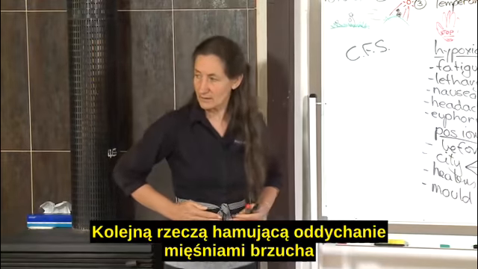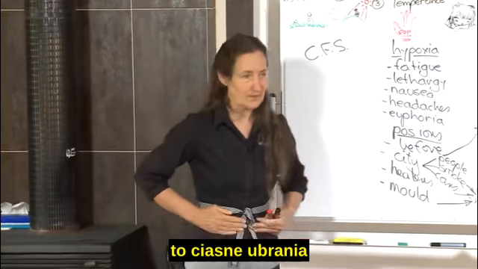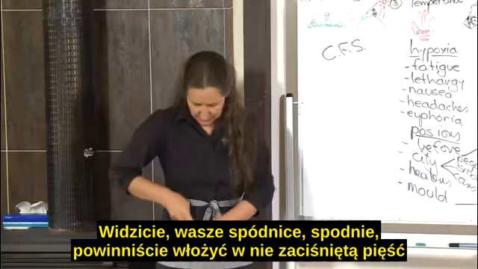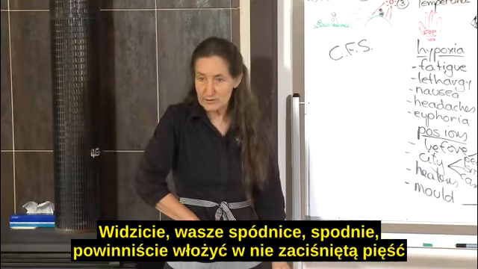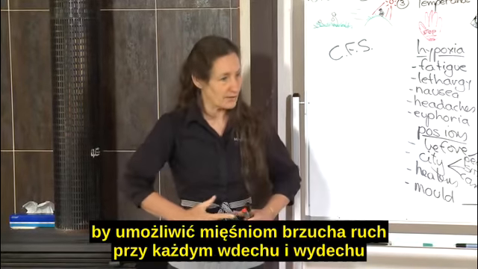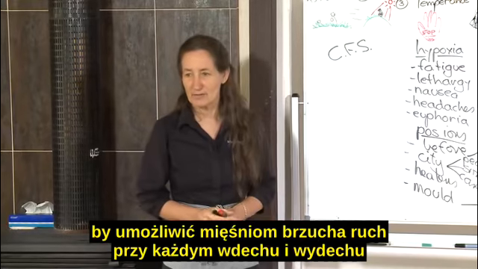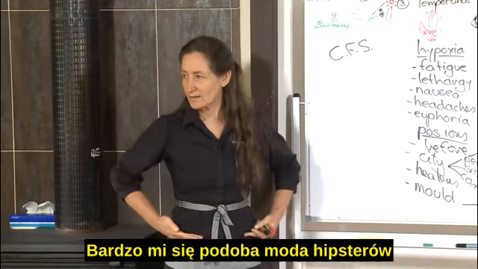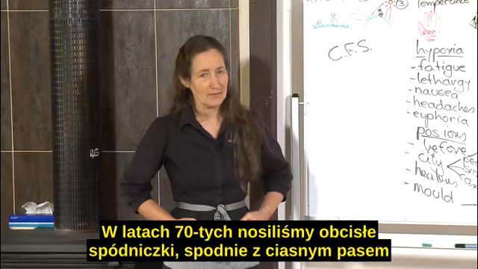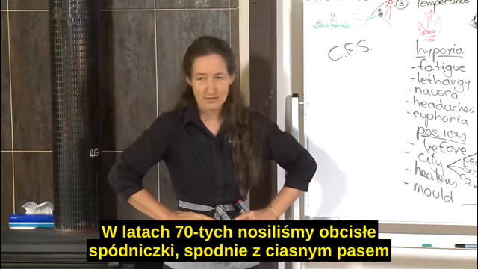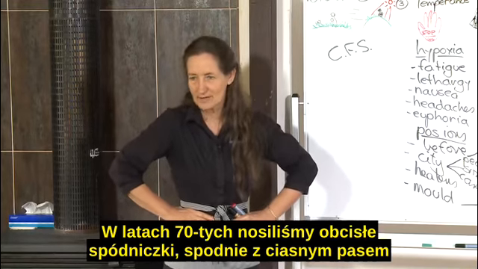Another thing that can inhibit abdominal breathing is tight clothes. Your skirt, your pants, you should be able to put your fist in to allow the abdominal muscles to go in and out with every breath. I'm quite liking the more hipster fashion. I know in the 70s we wore these tight little skirts and pants with tight little belts.